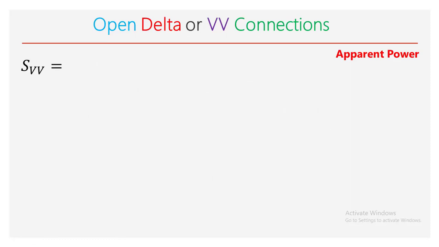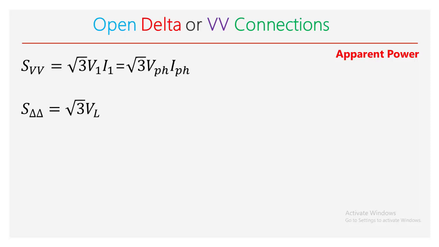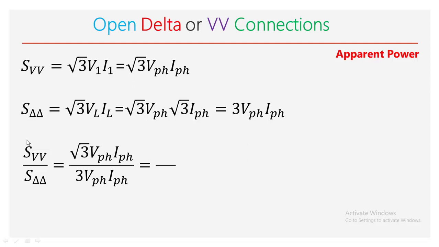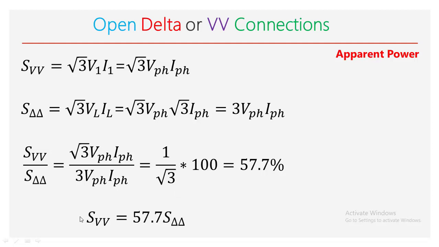Now let us compare the apparent power supplied by the open delta connection and the delta-delta connection. This is the apparent power supplied by the VV connection. The apparent power supplied by the delta-delta connection is given by root 3 VL into IL. Rearranging that, we will get 3 VPH into IPH. Taking the ratio of VV by delta-delta, we will get 1 by root 3, that is equal to 57.7%. The power supplied by the open delta is equal to 57.7% of that of the delta-delta connection.